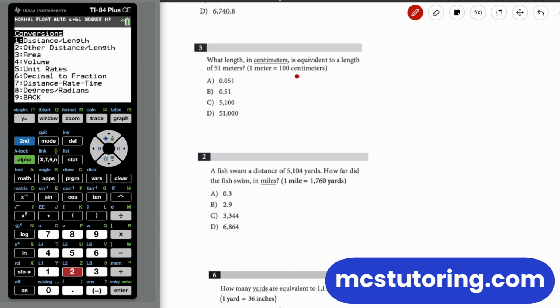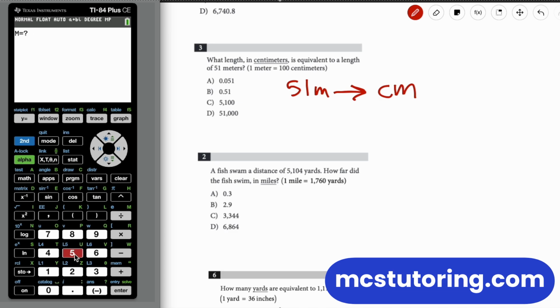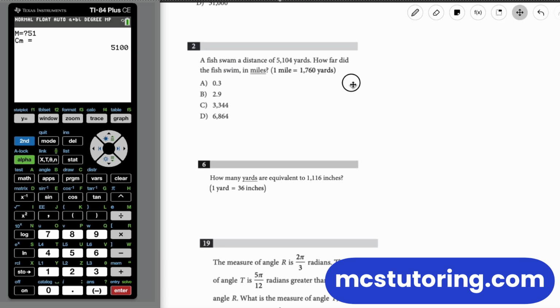Okay, now we're starting. What length in centimeters is equivalent to a length of 51 meters? So we're going from 51 meters to centimeters. Again, this is distance and length, and then we're going to go meters to centimeters. Okay, cool, option 5. And then how many M's are we talking about? We've got 51 meters. Looks like we have 5,100 centimeters. So there you go, option C. Great.